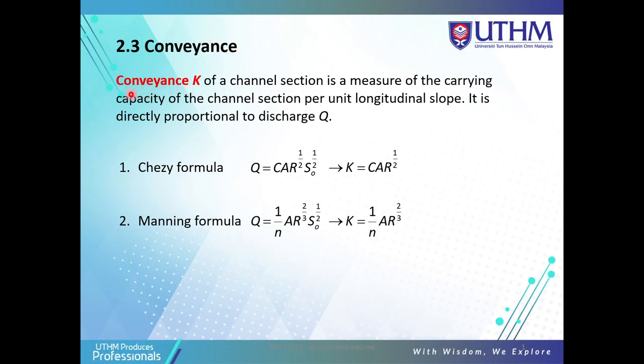Conveyance K of a channel section is a measure of the carrying capacity of the channel section per unit longitudinal slope. It is directly proportional to discharge Q. So we know the Chezy formula, we use the Chezy coefficient C to get Q equal to C times A times R power of 1 over 2 and S naught power of 1 over 2. So this is Q equal to AV, where V is C root RS. To get the velocity, we use the formula from the previous slides in part A. So in conveyance K, the value of C A R power 1 over 2 is what we call the conveyance K.